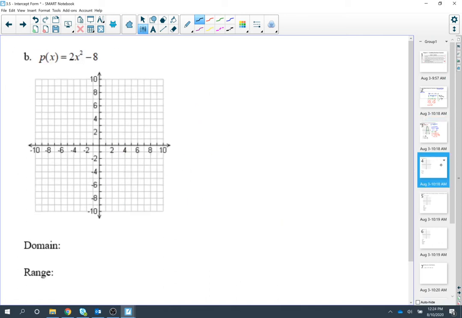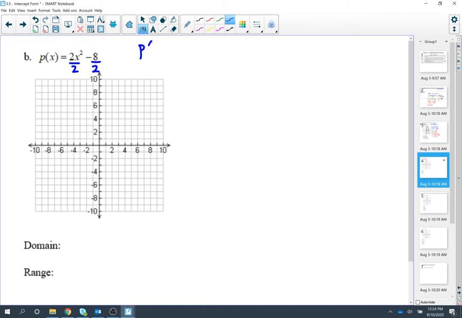Next example, letter B. P of x equals 2x squared minus 8. Now, if you take a really close look, this function is not in intercept form. This function is in standard form. So option 1 is we could use x equals the opposite of b over 2a to find the vertex. But because we're practicing intercept form, I really want to get this in intercept form. So what we have to do is we have to factor. If we are factoring, leading term must be positive, greatest common factor. So the leading term is positive, but there's a greatest common factor of 2.